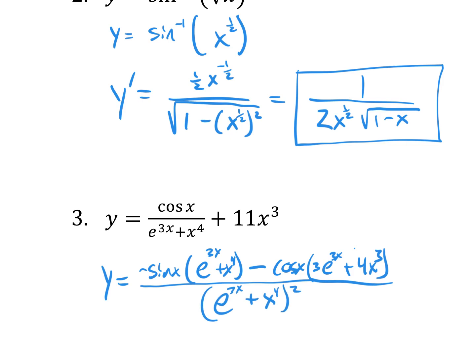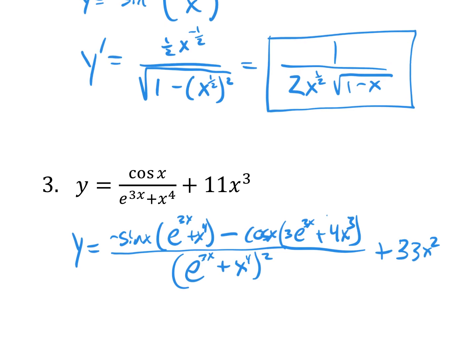Remember the quotient rule: derivative of the top times the bottom minus the top times derivative of the bottom, all over the bottom squared. And there it is. Don't forget this last little part. I know we've done a lot of work there. The derivative of 11x cubed is 33x squared. Okay, there you have it.